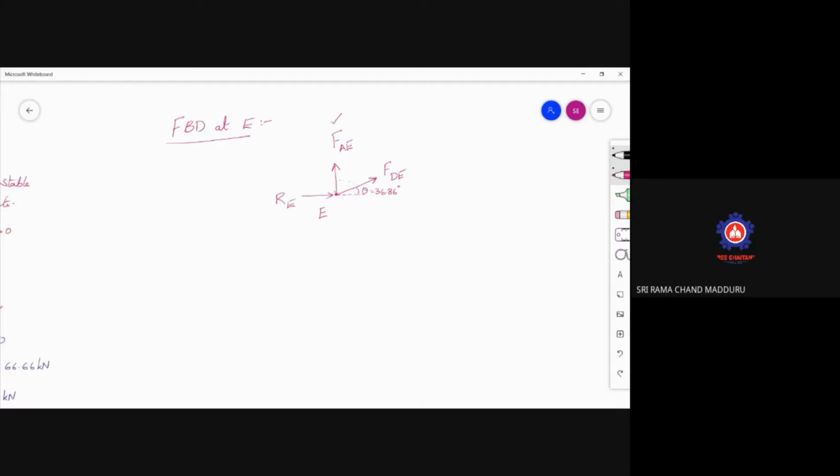So to do that, shall I take sigma Fx equal to 0 or sigma Fy equal to 0? Which one is to be considered? Vertical direction. So sigma Fy is required. Here my unknown force is only one, so no need to go with sigma Fx.